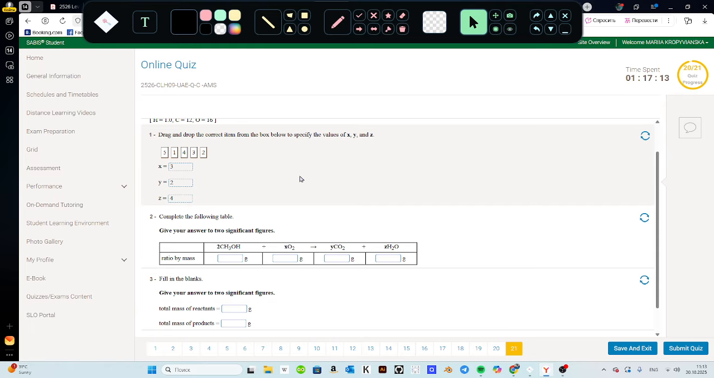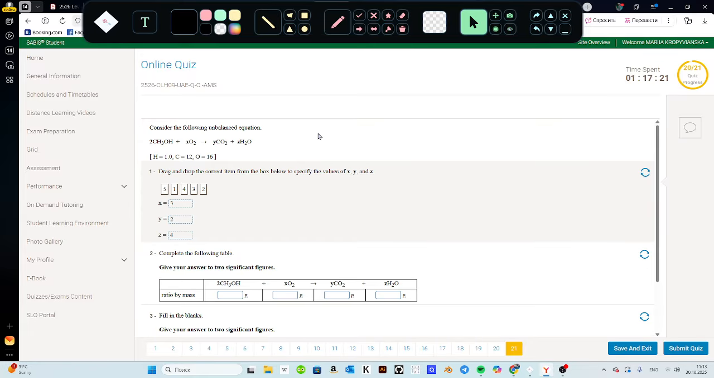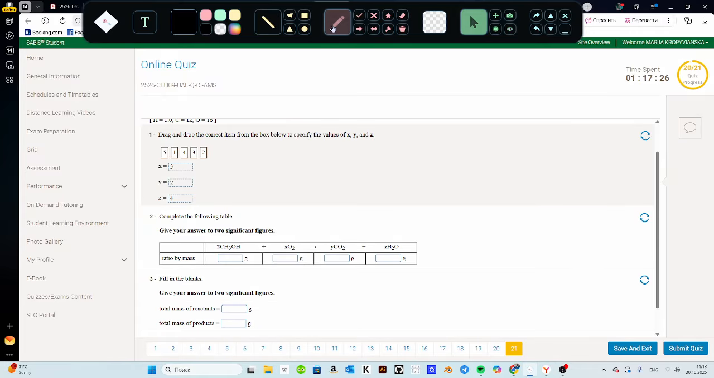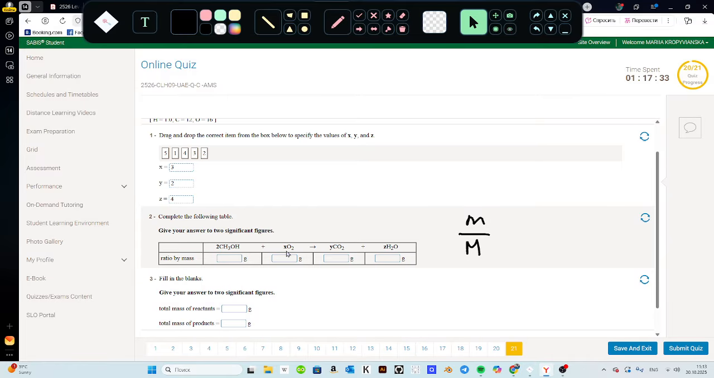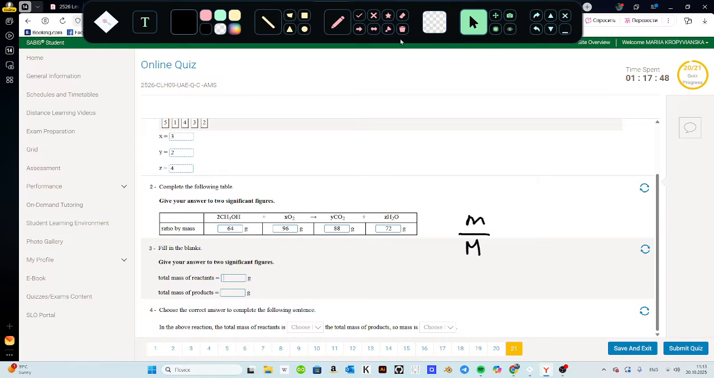Same thing. So now the ratio by mass. We're going to be calculating it by number of moles times molar mass. Just apply the formula here, M over M. That's how we're going to get the mass. And just write the mass for each of the following, which we start off with 64, 96, 88, and 72.